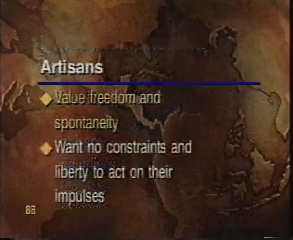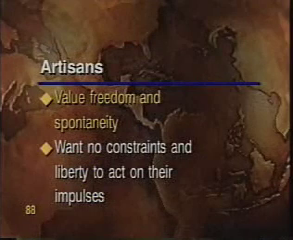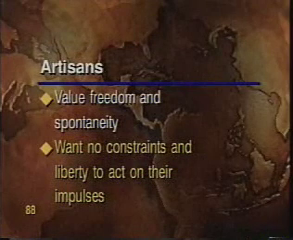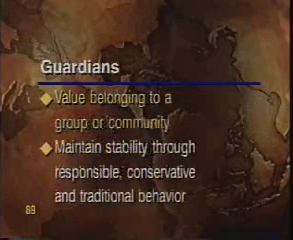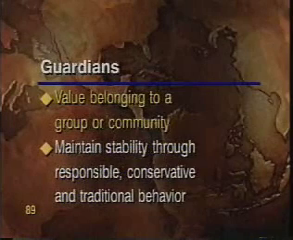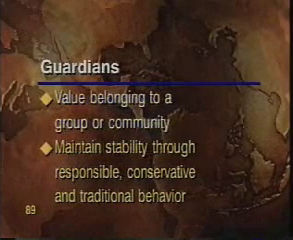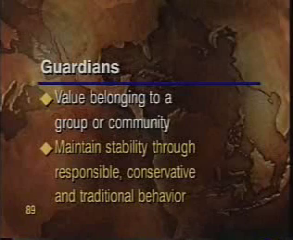For example, the Keirsey temperament sorter described preferences as 4 quadrants, and they are artisans, guardians, idealists, and rationals. Artisans are people who value freedom and spontaneity. They want to be without constraint, at liberty to act on their impulses, play, and create. Guardians value belonging to a group or community. They maintain stability through responsible, conservative, traditional behavior.